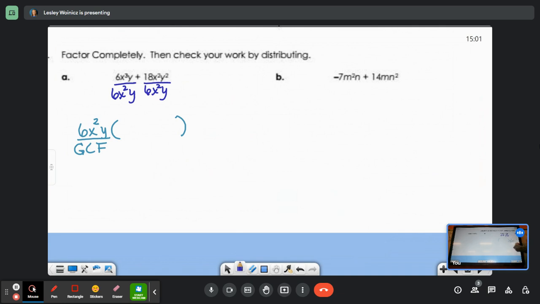So 6 over 6, cancel, they make a 1. X cubed divided by x squared, just x. Y's cancel, bring down the plus. 18 divided by 6, 3. X squared cancels with a y. Booyah. Okay, so that was part 1.